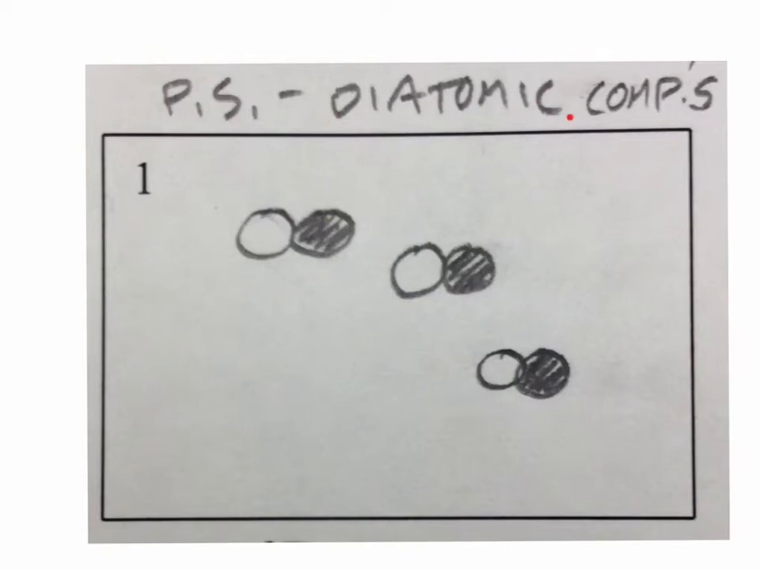And you're asked to show diatomic compounds. Di means 2. So there's 1 atom, 2 atom in this molecule. That makes it a diatomic molecule. And in this case, it's a compound because you have more than one element.